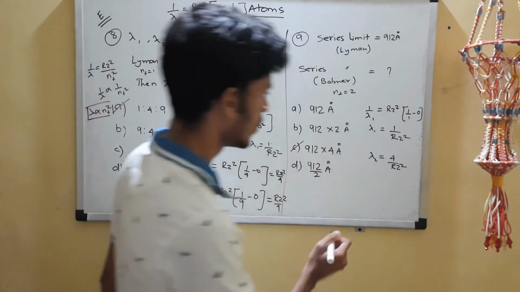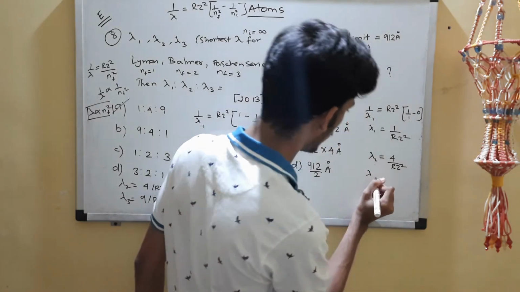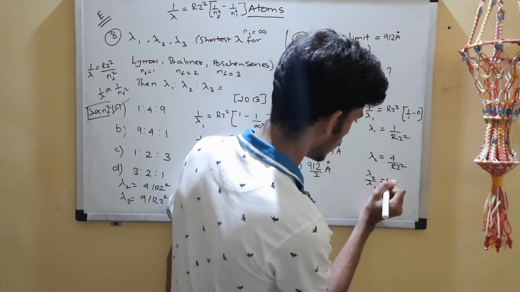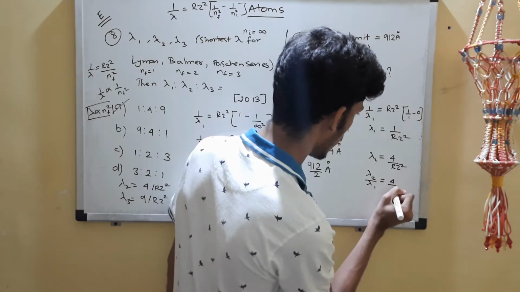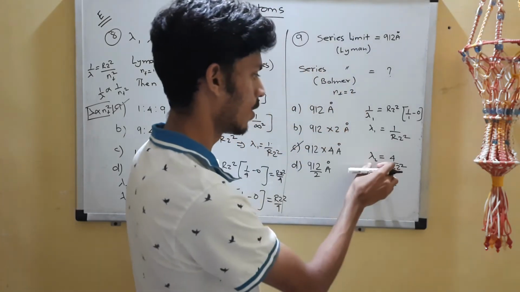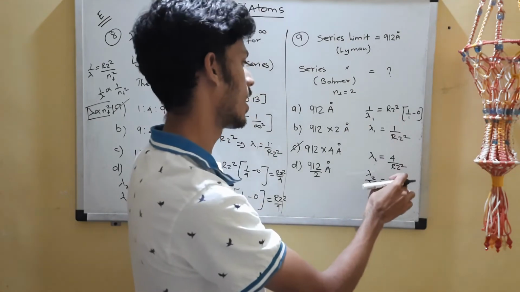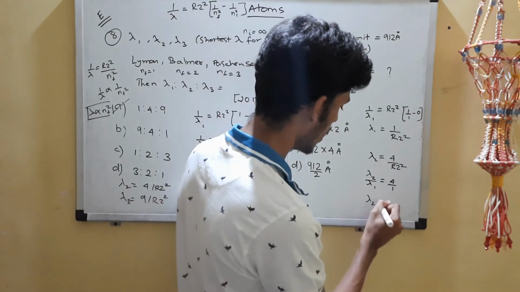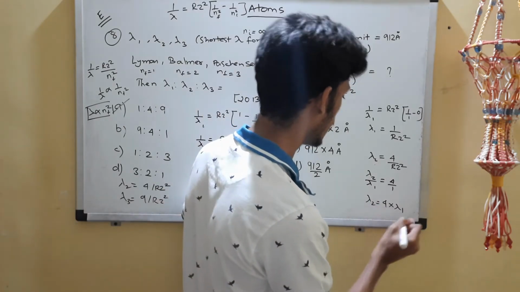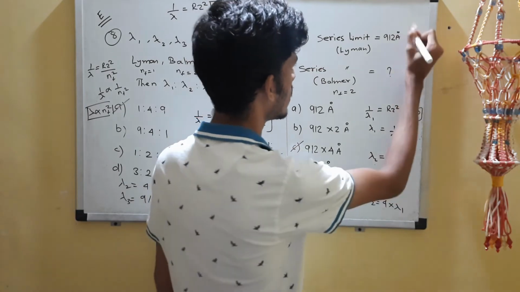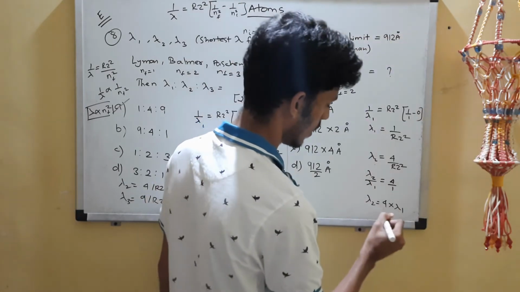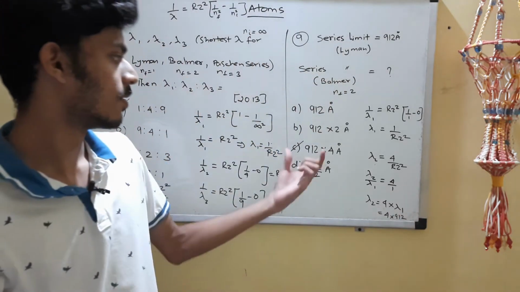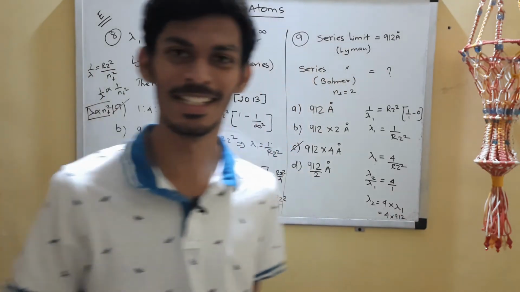Now you can take their ratio, so Rz square and Rz square will cancel. We want lambda 2, so lambda 2 by lambda 1 will give us 4 by 1. So you can easily see that lambda 2 is 4 times lambda 1. Lambda 1 they have already provided you, it's 912 angstroms. So 4 into 912 angstroms, option C, is the correct choice over here.